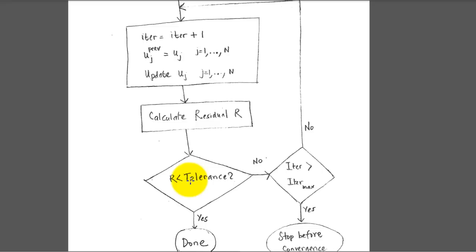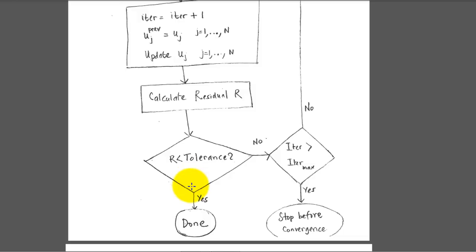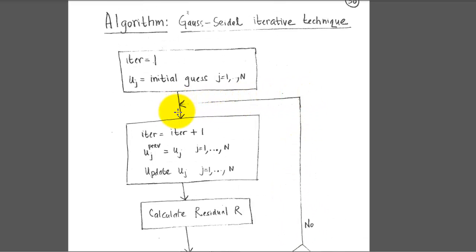If the residual is less than a tolerance, you have driven the guess sufficiently to the true solution on that mesh. And so you're done. You can stop iterating. Otherwise, you check if your iterations have exceeded a maximum number of iterations that you specify. And you do this to prevent iterating forever, going into infinite loops. And if your iterations have exceeded the maximum number of iterations, you stop before convergence. Otherwise, you come back here, and you repeat the iteration process. You increment the iteration counter, you save a snapshot of the current cell center values, and you update the cell center values using the update equation, and keep iterating.